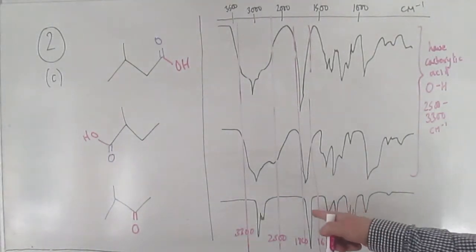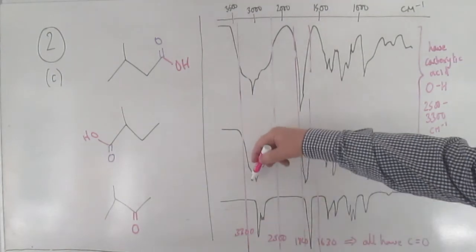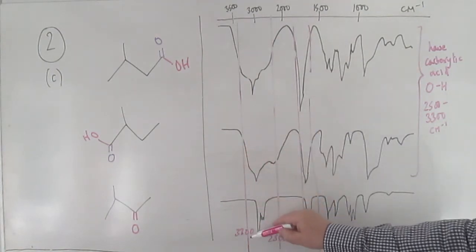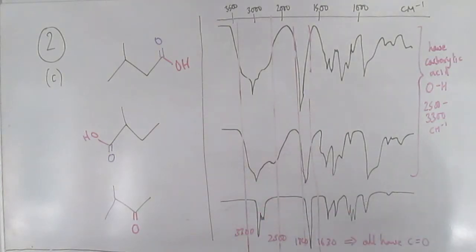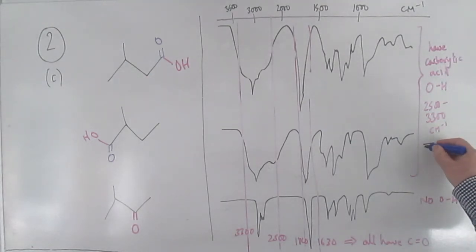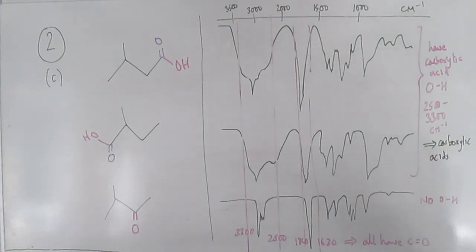Therefore this one stands out because you can see it doesn't have that broad peak there, nor does it have an alcohol OH, which would be here somewhere. So this one has no OH. So what does that tell you about the functional groups? Well, it tells you that these two are carboxylic acids. And it tells you that this one is, well, it could be an aldehyde or ketone.